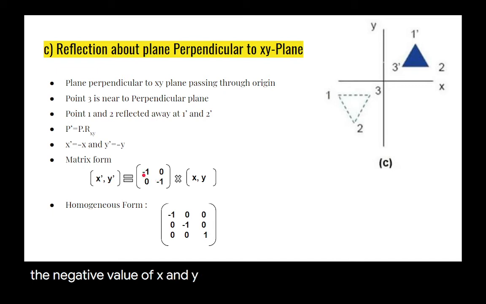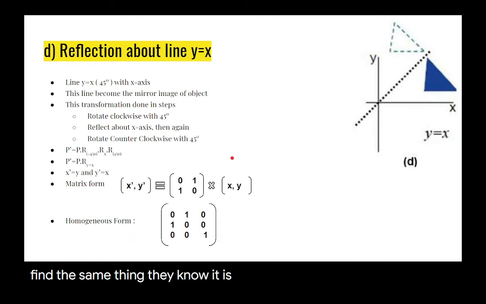Here is the matrix -1, -1. In the homogeneous form, we find the same thing. Okay. Now it is the last: a reflection about a particular line.